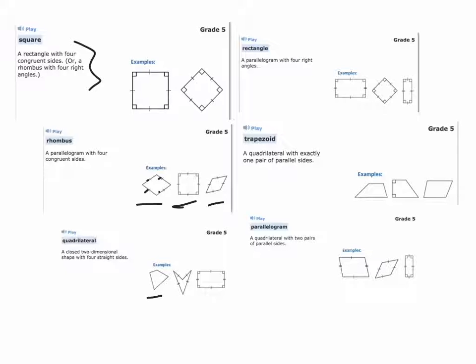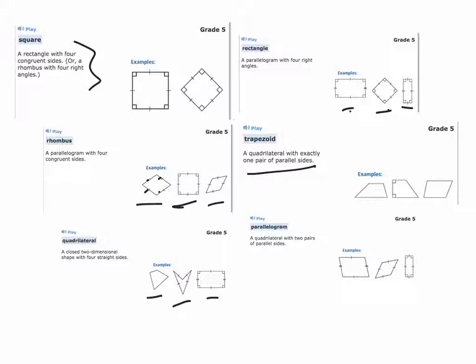A quadrilateral is just any four-sided shape. It doesn't really matter as long as they have four straight sides. Rectangles have opposite sides parallel and congruent, and four right angles. So you can see squares are rectangles, but these are just regular rectangles.